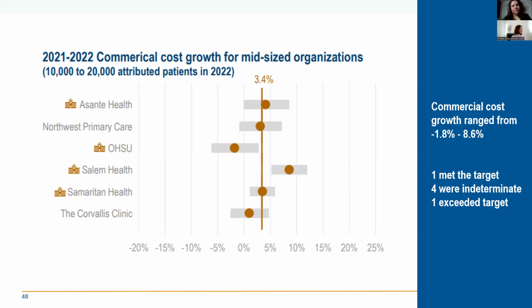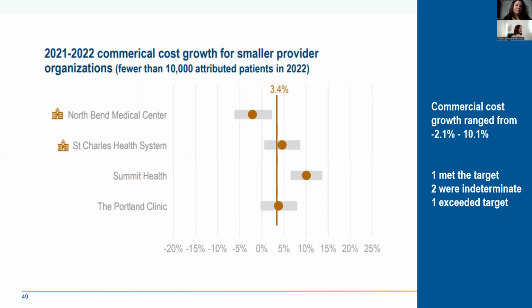And here is the commercial cost growth for the mid-sized organizations. The cost growth ranges from -1.8% to 8.6%. And one of them exceeds the target, which is Salem Health. Next slide, please. And for the commercial market, for the small provider organizations, the cost growth ranges from -2.1% to 10.1%. And one provider organization exceeds the target, which is Summit Health. Next slide, please.